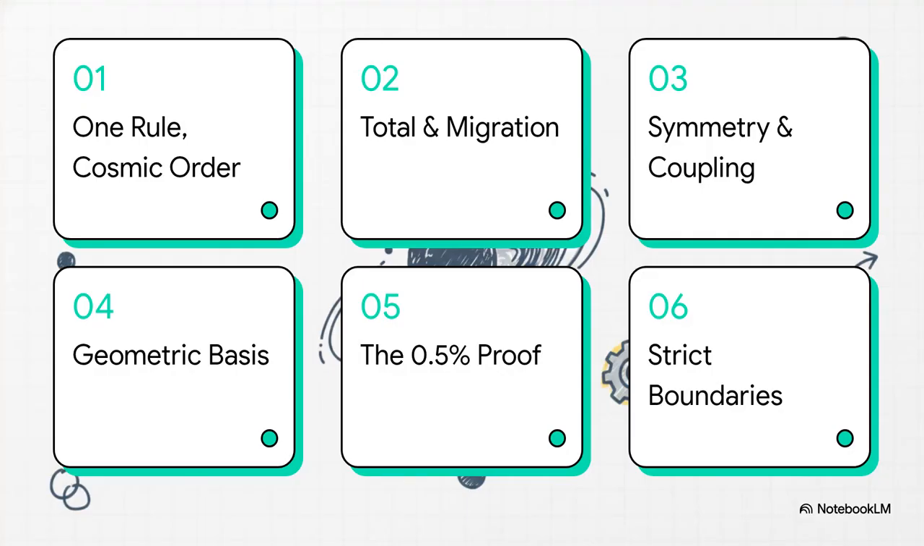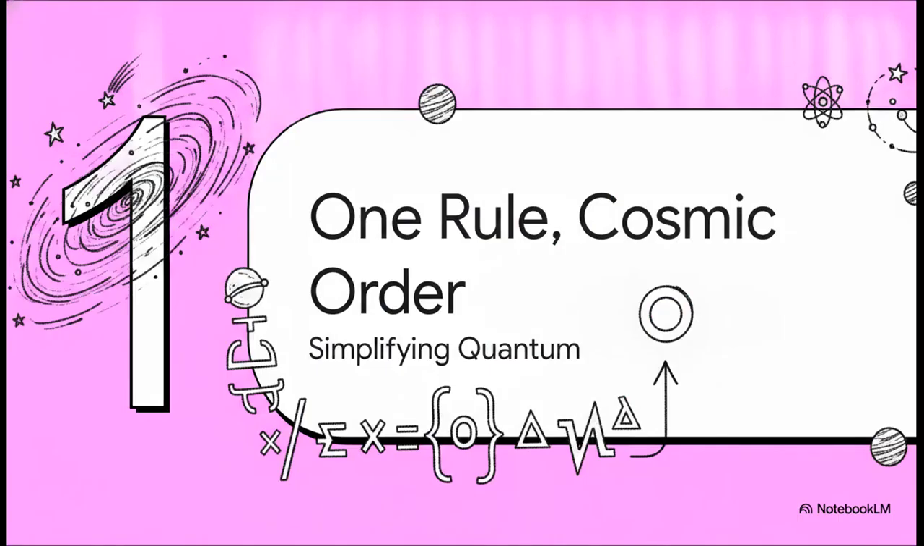So here's our agenda for today. We'll start with one rule, cosmic order, then move right into conserved total and residual migration. After that, we'll explore symmetry and coupling, look at geometric transformers, examine that 0.5% proof, and wrap up with strict audit and limits. Let's kick things off with section 1.